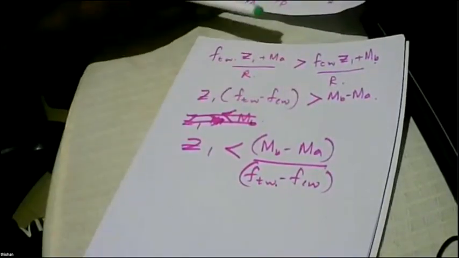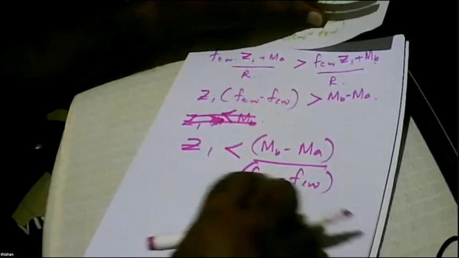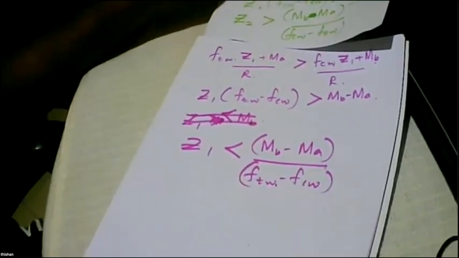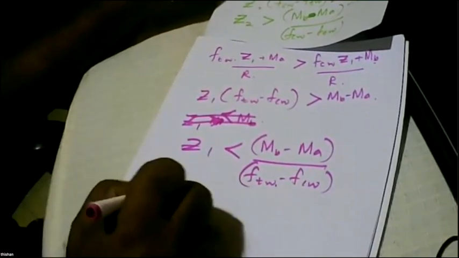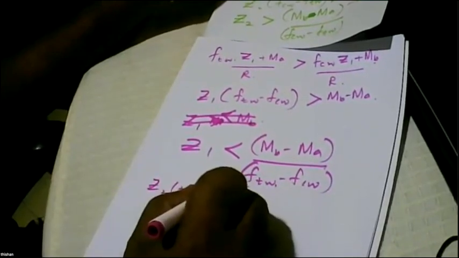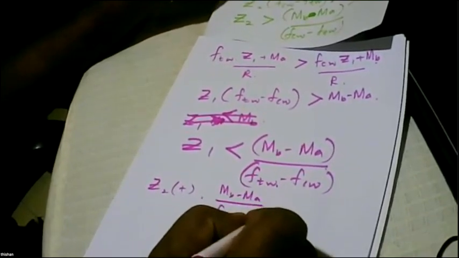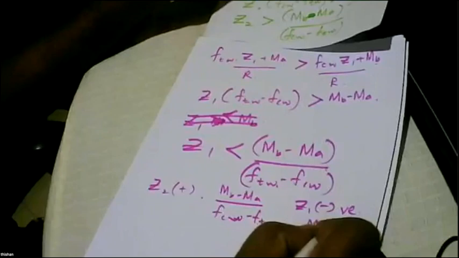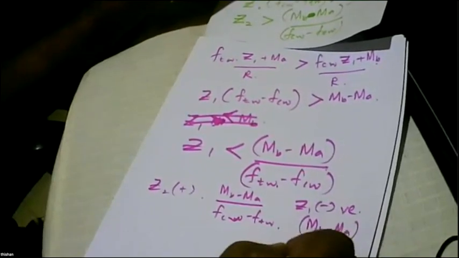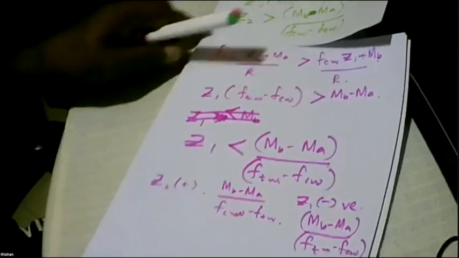So just compare these two equations. MB minus MA, FCW minus FTW, here FTW minus FCW. So what it means is, Z2 is positive. Because of that reason, it's given by MB minus MA over FCW minus FTW. Z1 is negative, so it is given by MB minus MA over FTW minus FCW. So same value. You get the same answer.